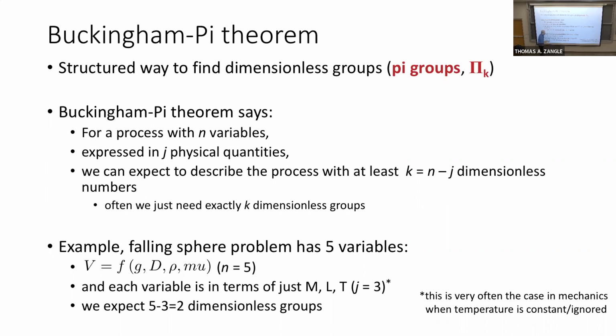The way to check this is to go through and say, okay, D definitely has L. g is L per T squared, so I have a T. Do I have a mass? Yes, rho is mass per length cubed, so I have an M. Do I have a temperature? No, none of these have temperature in their dimensions. So I just have MLT. That's the way to practically figure it out.